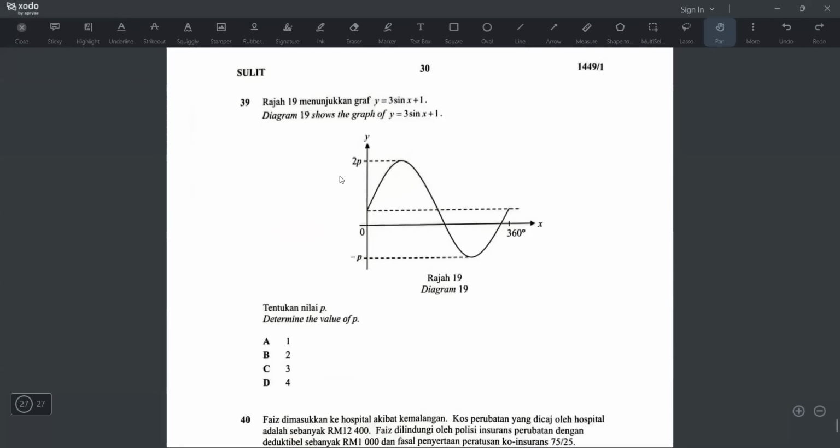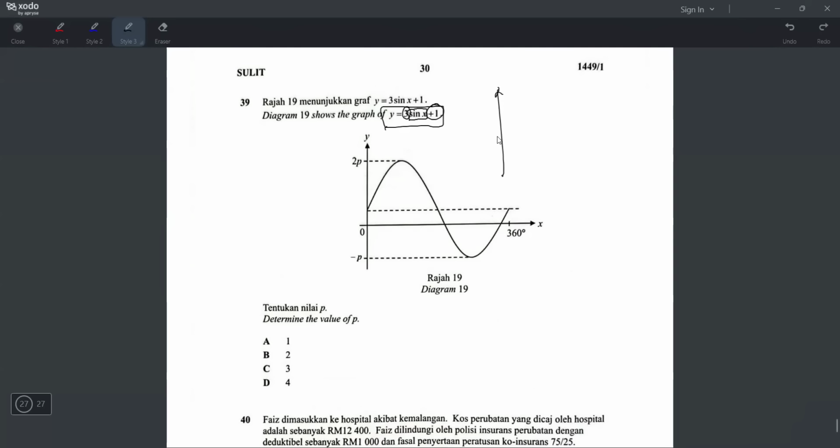Okay, I'll continue. 39. Diagram 19 shows a graph of y equals 3 sine x plus 1. Okay, when you're doing a sine x graph, you get 1 sine graph within 360. And then if there's a 3 here, it means the amplitude has to be 3, negative 3. And then plus 1 means the whole thing moves up. So let's draw it now. So you have a sine graph, looks like this. But since this one is sine 1x, that means you draw 1 cycle in 360.